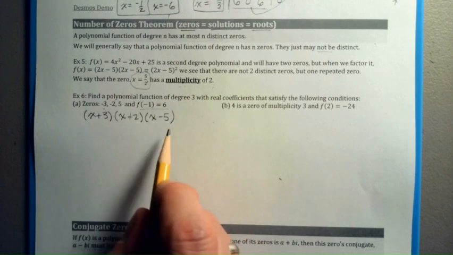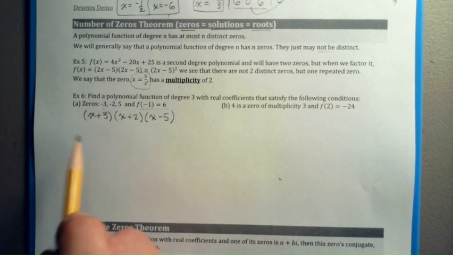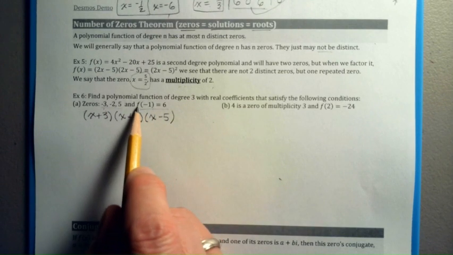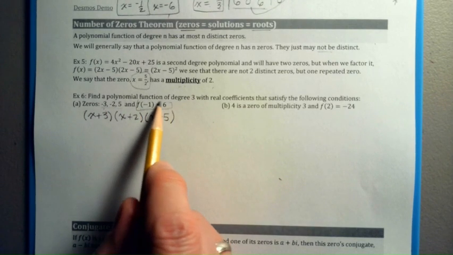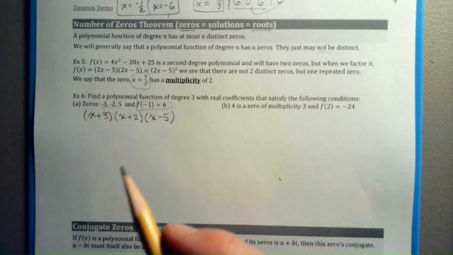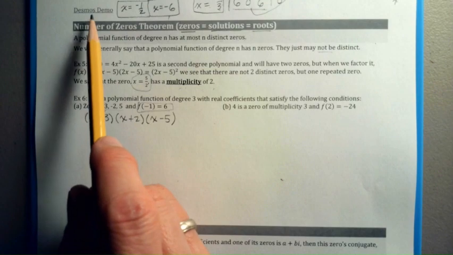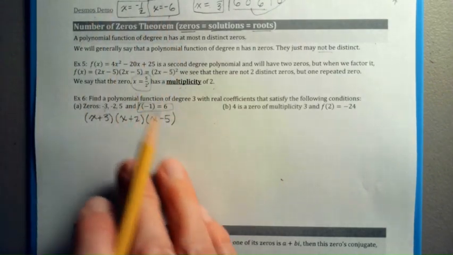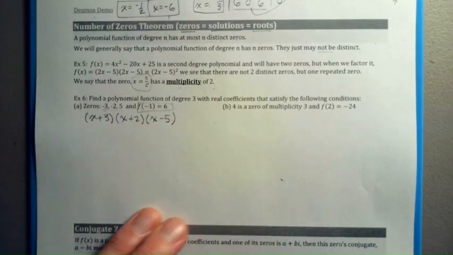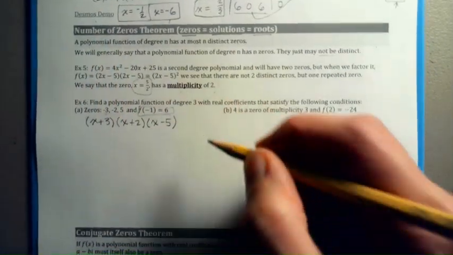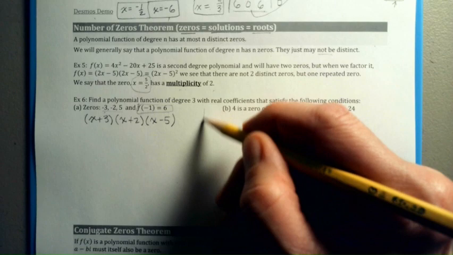Now, if we FOIL all that together, that is a degree 3 polynomial that has these solutions, but it may not fit these conditions. And so in order to make sure it fits those conditions, kind of like what we saw in the Desmos demo, we would need to stretch or shrink this function so that it would hit a particular point. So if we think about it, negative 1, 6.